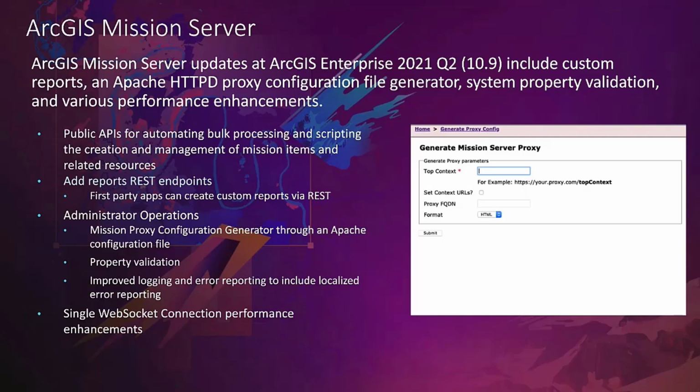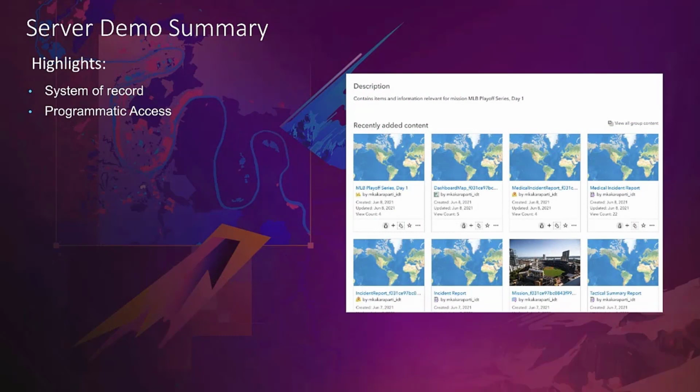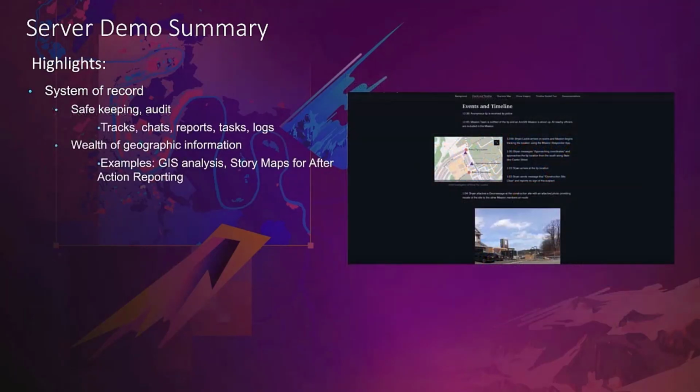We also include various performance enhancements at this release to our WebSocket system to make data flow through the mission ecosystem much more efficiently and at a higher rate. The Mission Server section of the demonstration emphasized Mission Server's method of facilitating writing content to the system of record and its programmatic access. This system of record retains information flowing through Mission Server such as tracks, chats, reports, tasks, and logs for potential safekeeping or auditing.